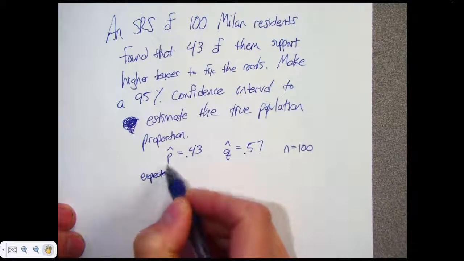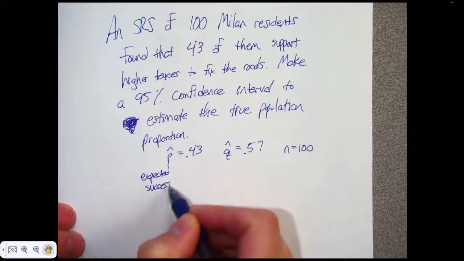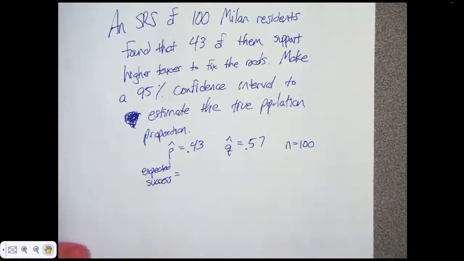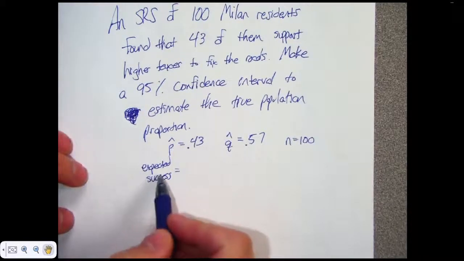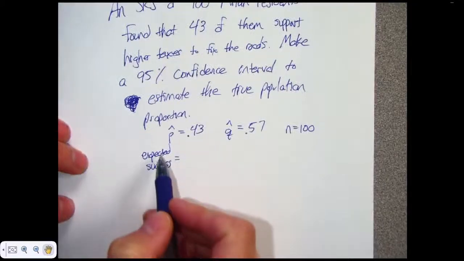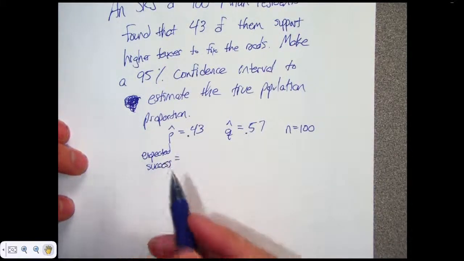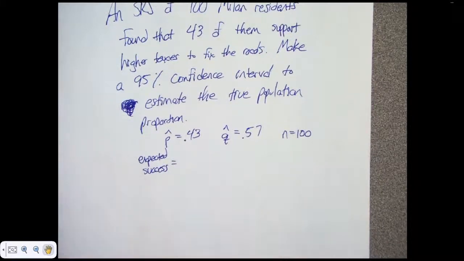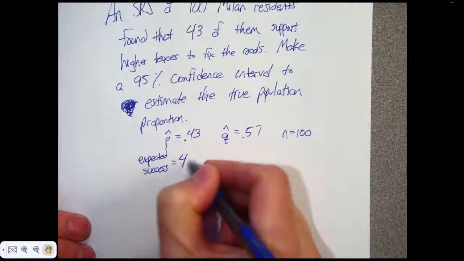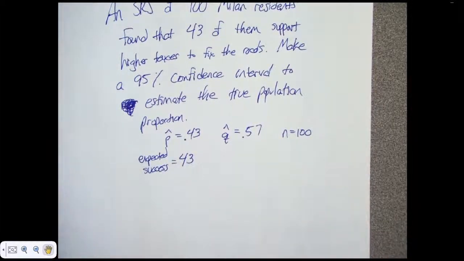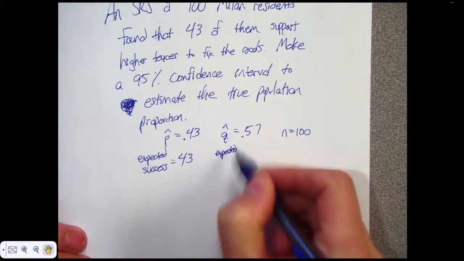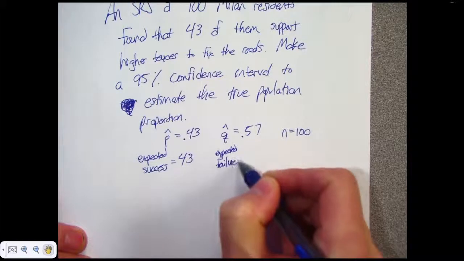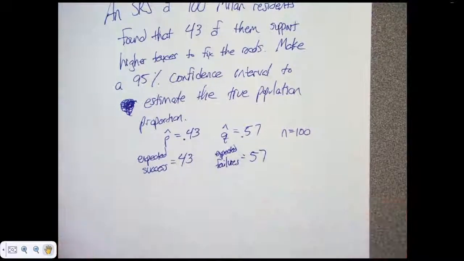Sometimes you have the count of successes, and sometimes you have a proportion that'll give you an expected count. So this is either the expected number of successes or the actual number of successes. How many successes were there in this situation? That means how many people support the idea. So that's just a straight up number. And then this is expected failures, which would be 57.